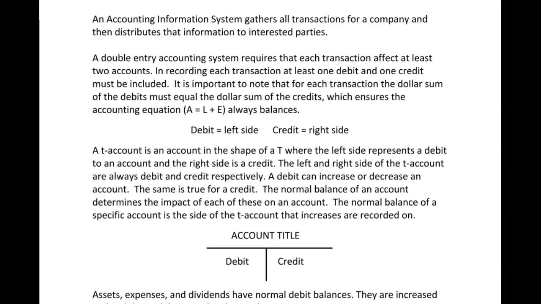Today's lesson is on the accounting information system. It's the first of a series on the accounting information system and how we gather transactions and prepare our financial statements. So this first one you'll find is really just a review.